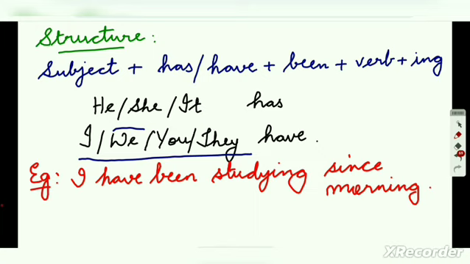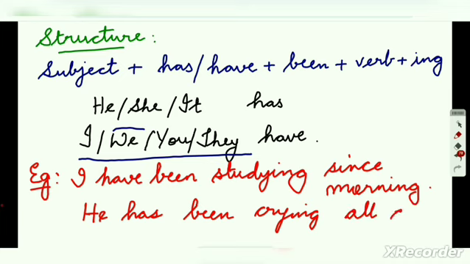Next, they have been waiting for an hour. They started waiting earlier and they're still waiting now. Next example I can give: he has been crying all day. Here, maybe he's not crying at this moment, but the effect of that action is still visible. Maybe his eyes are red. So he's not crying at the moment, he started crying earlier, but the effect of that action is visible now. There also we use the present perfect continuous tense.